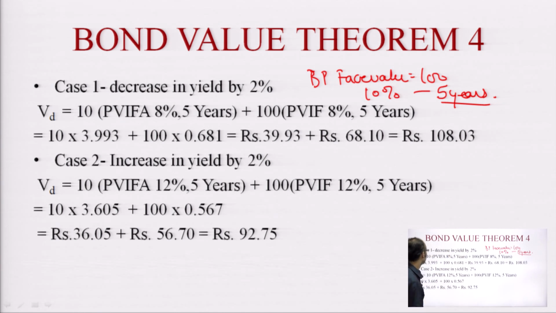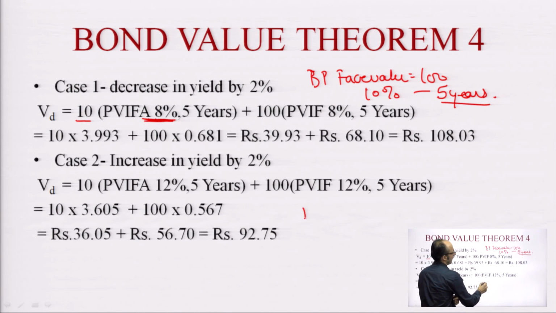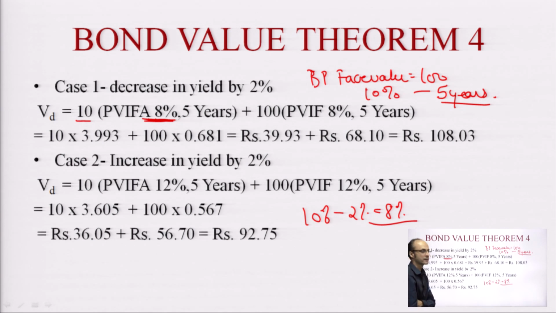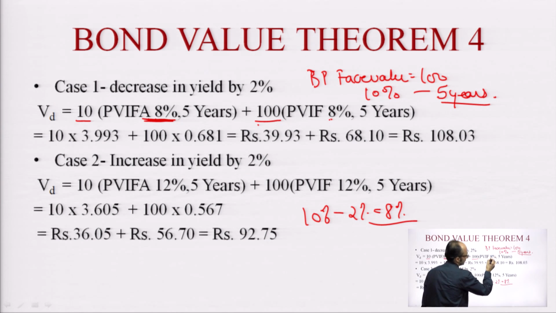Now you can see here, this is the interest that the bondholder will get, rupees 10 on an annual basis, till 5 years are completed. Now you can clearly see the discount rate given here for the present value annuity factor is 8%. How come 8%? Because the bond had a coupon rate of 10%, we have decreased it by 2%, the yield now becomes 8%, the discount rate now becomes 8%. Here the 100 rupees is the maturity value that the bondholder would get after the maturity of the bond. Here the interest factor is 8% as we have just discussed, and the maturity period is 5 years.